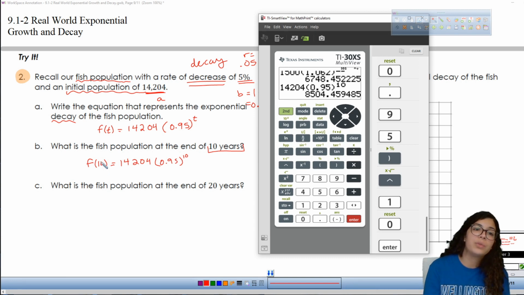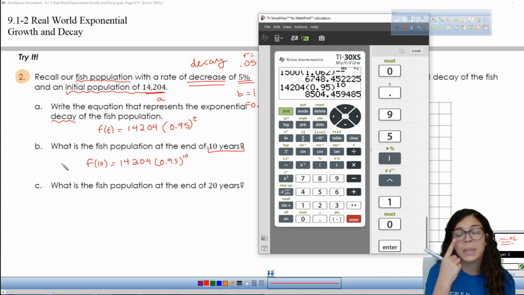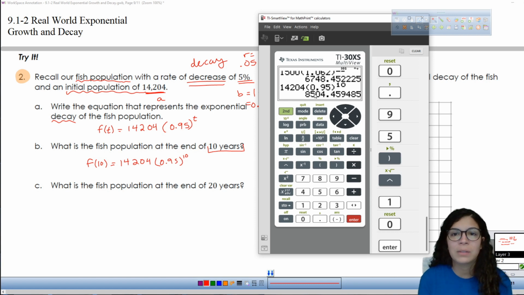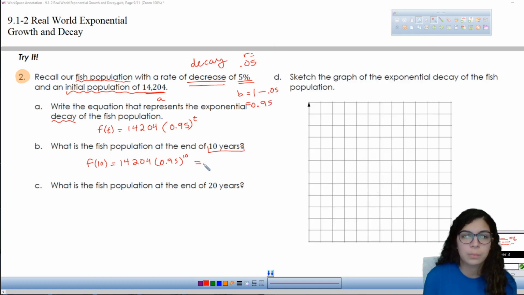Now, what is the output? This is the amount, right? Amount of what? Amount of fish, right? Our fish population. So we can't say that we have 0.45 of a fish, right? We only have whole fish. So we will say that that is 8,504 fish.